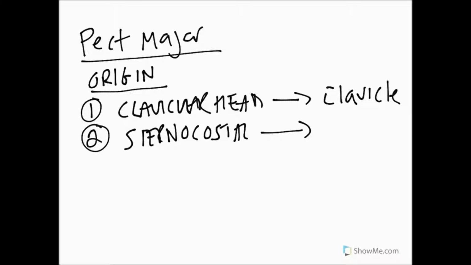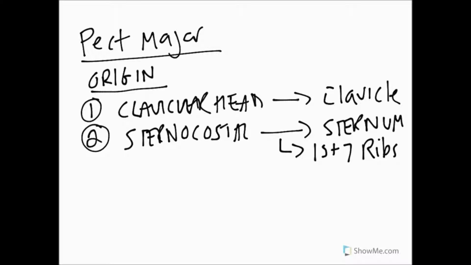Sternocostal, well, of course, that comes from the sternum, as you might expect. And there's also a number of other structures which it comes from. It's attached to the first 7 ribs. Also, we have part of the 6th rib. And when I say the first 7 ribs, I should really say that it's the costal cartilages of those 7 ribs.